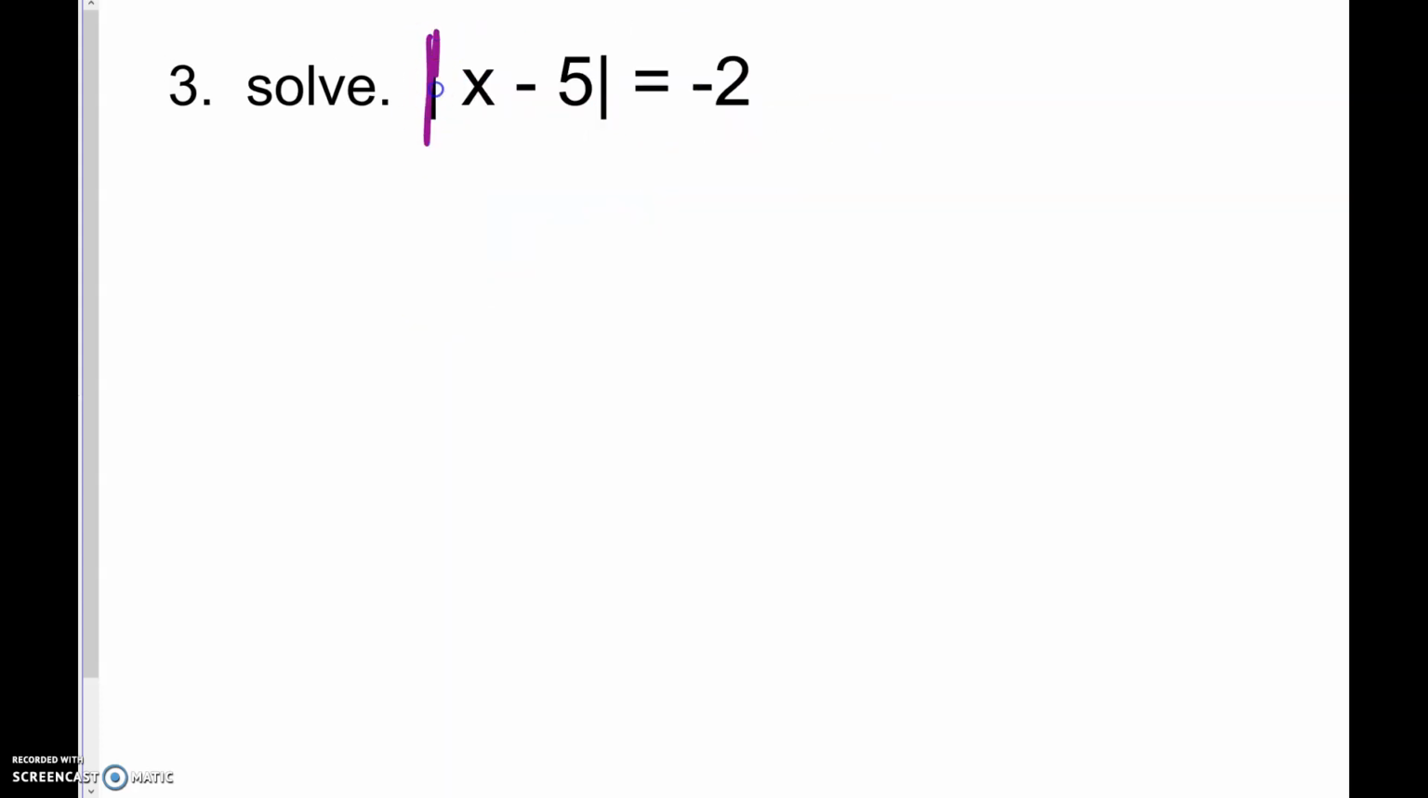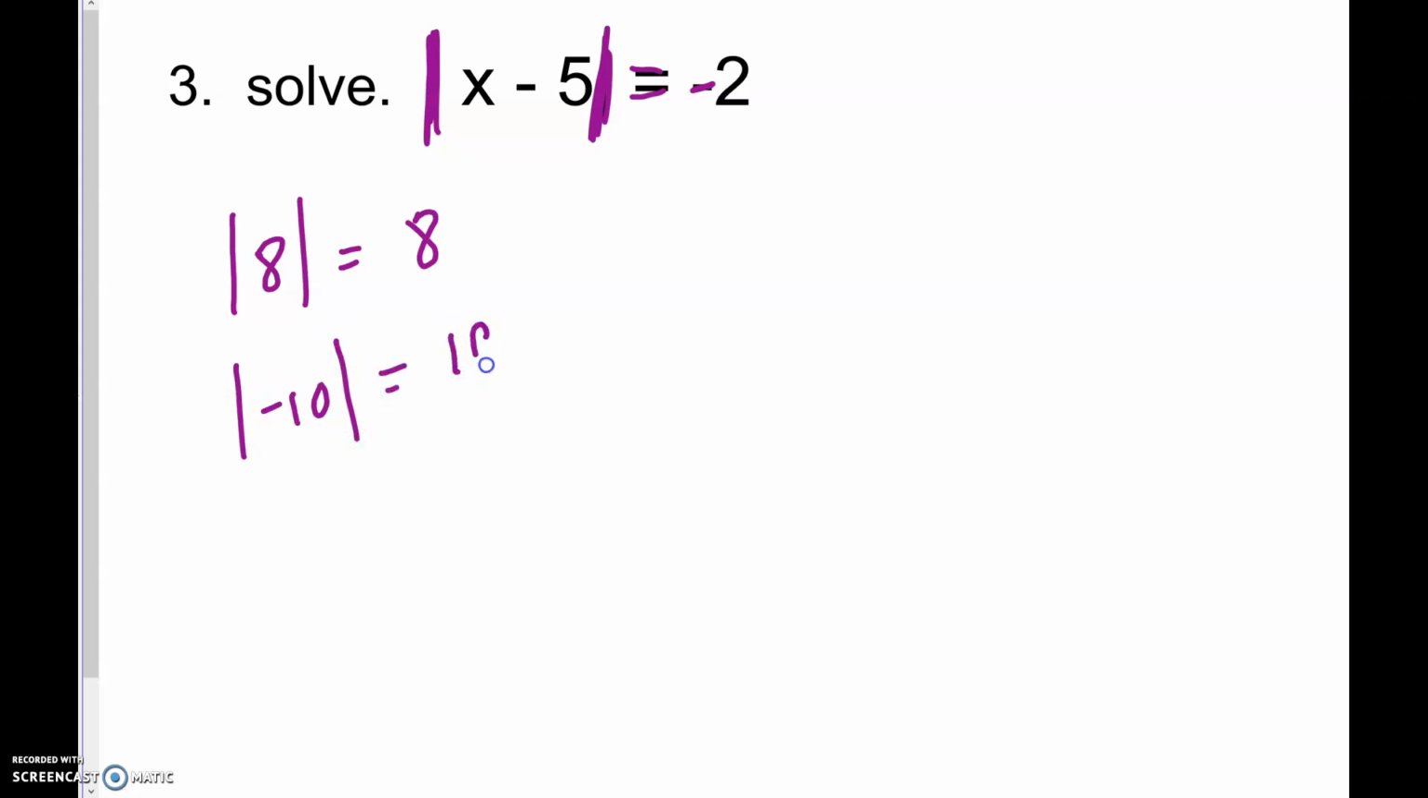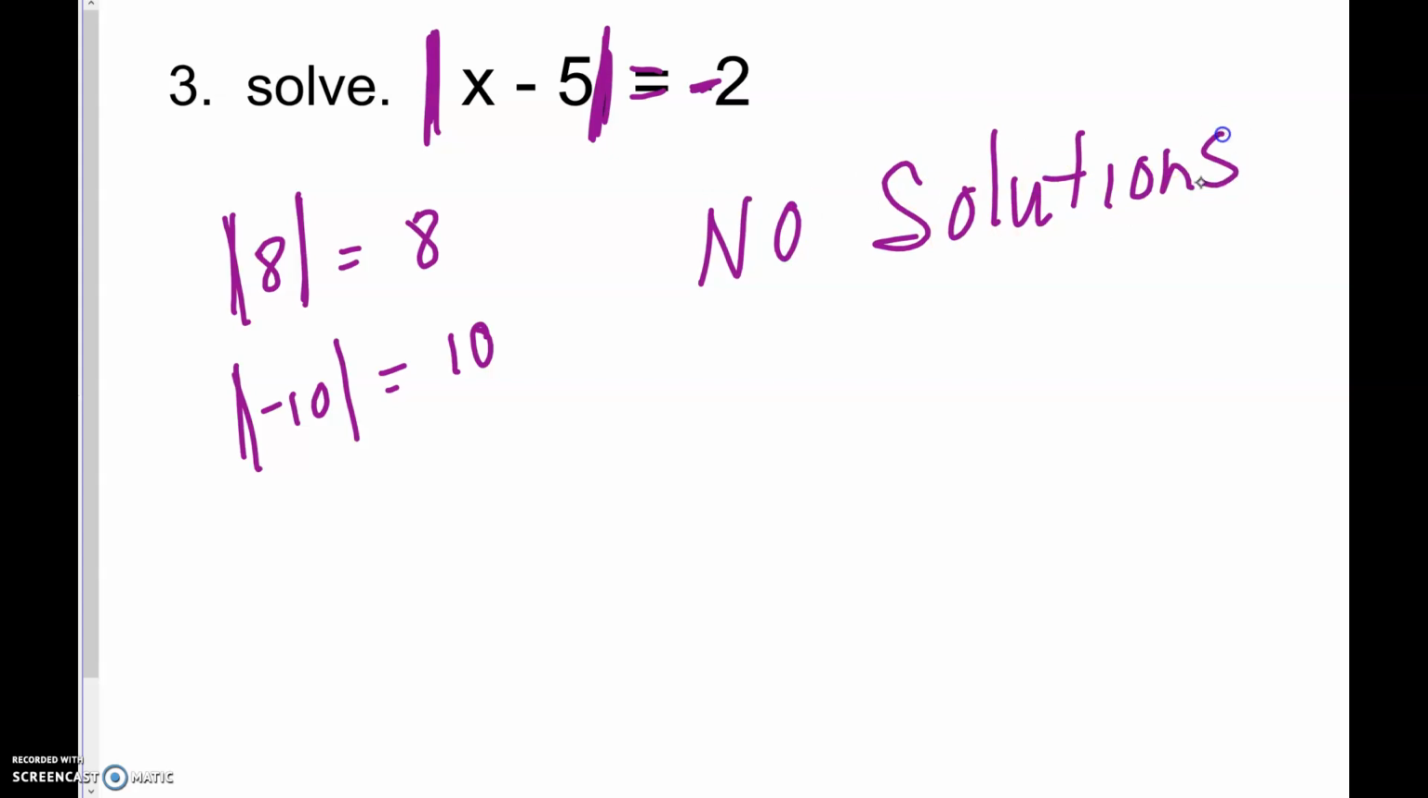All right, this one says absolute value equals negative 2. Can we ever take the absolute value of something and get a negative 2? So when we take the absolute value of 8, remember that answer is 8. It is 8 units away from 0. And if we take a negative 10, the absolute value of a negative 10 is a positive 10 because it's 10 steps away. So whenever we take the absolute value, we always get a positive number. And because this is a negative number, we say there are no solutions for this problem.